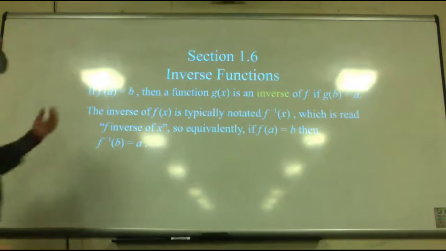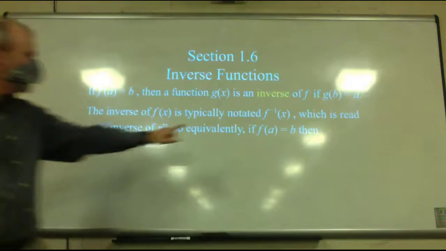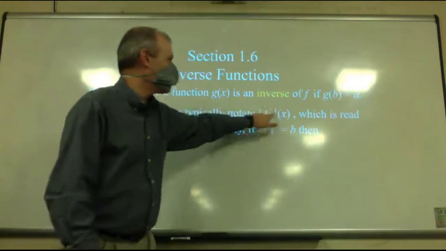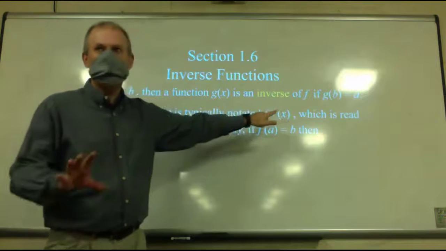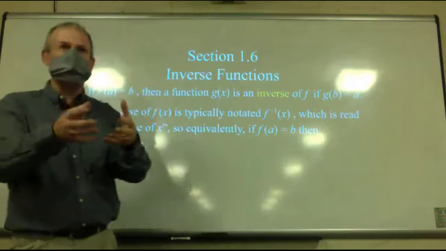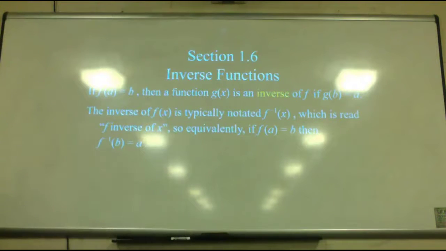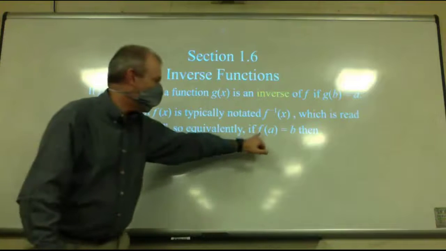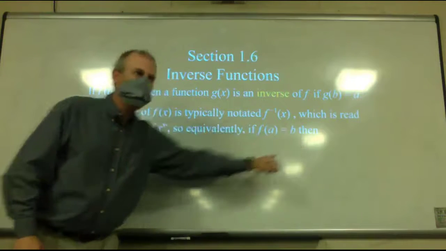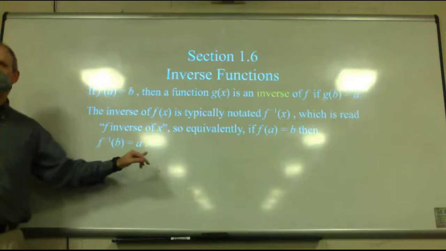Okay. So the inverse of f of x is typically notated with f and then a -1 as a superscript. It's not an exponent, so be careful there. It looks like an exponent, but that means the inverse of the function f, and it's read f inverse of x. So equivalently, if f takes a and sends it to b, the inverse will take the b and send it back to a. They're just undoing each other.